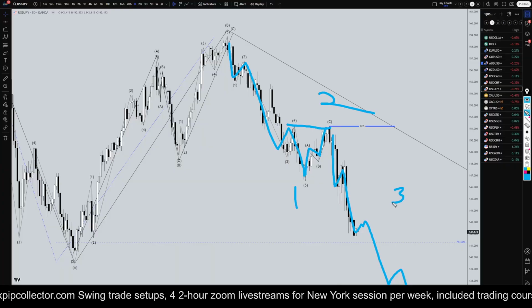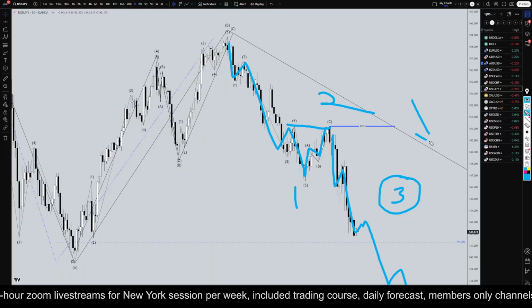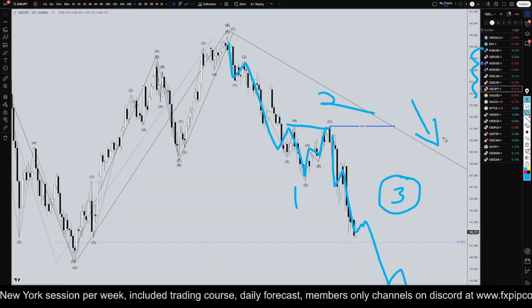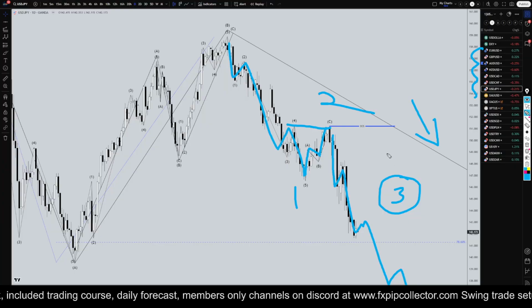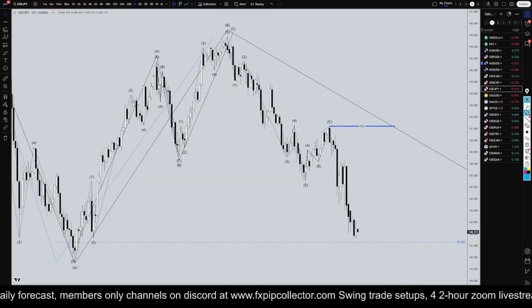Now wave threes are supposed to be the biggest, strongest wave of a trend, which, like I said, is why I've been so adamant about looking for shorts on shorter time frames, because pretty much all the dollar pairs are in a wave three right now. Wave threes are the biggest, strongest wave of a trend, and a wave three trend is definitely not a trend that you want to be trading against on shorter time frames.